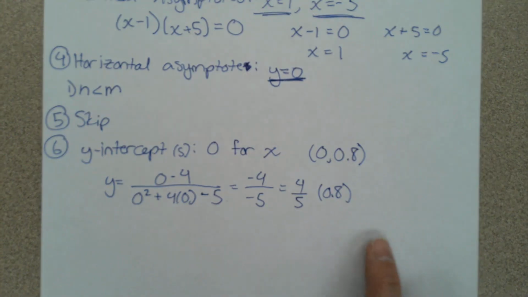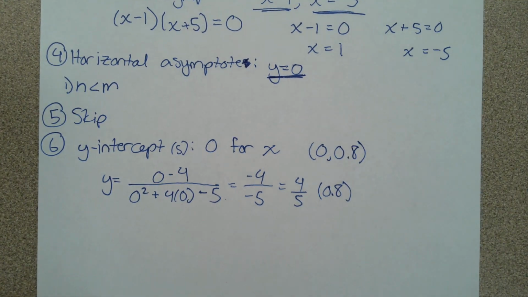Now this would be an example of one you couldn't easily get on the calculator because it is a decimal.